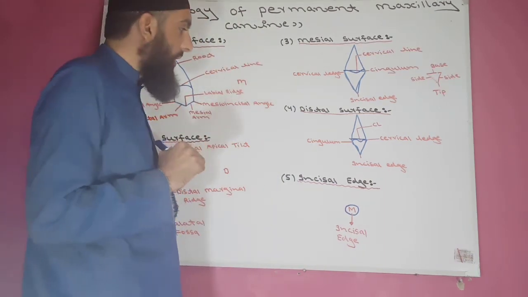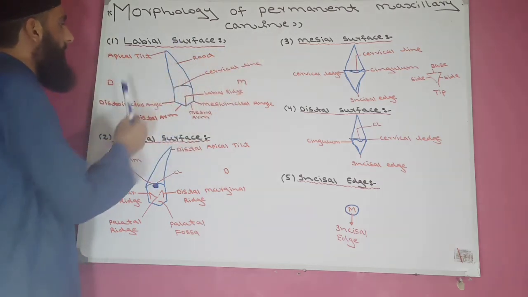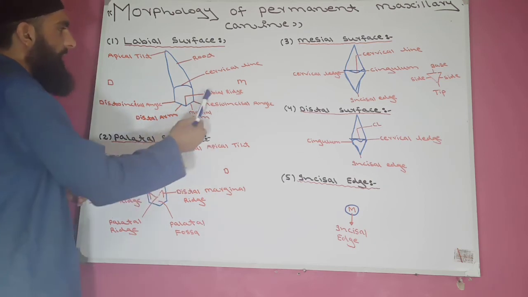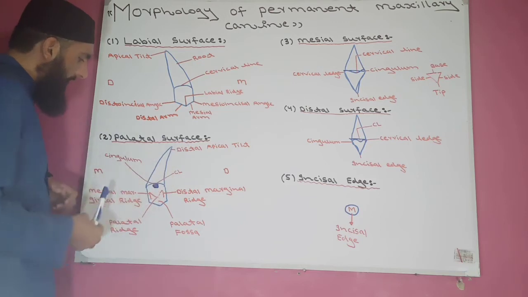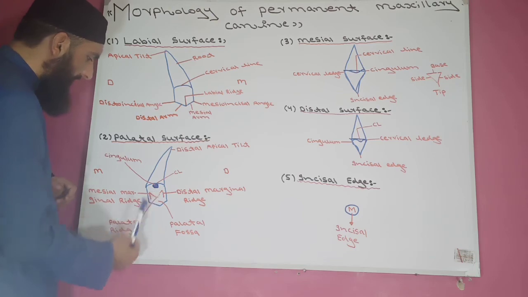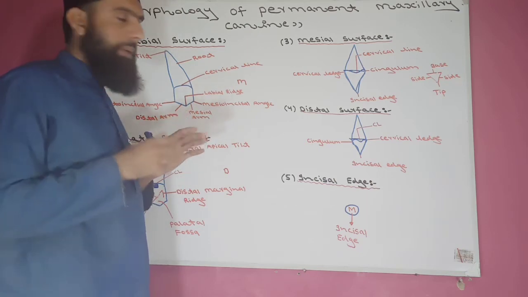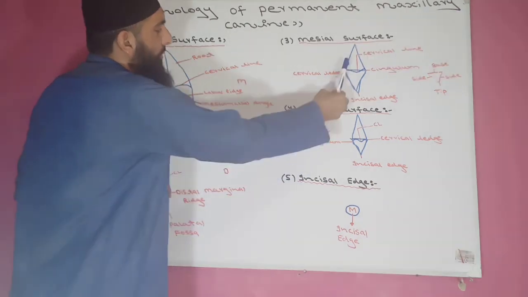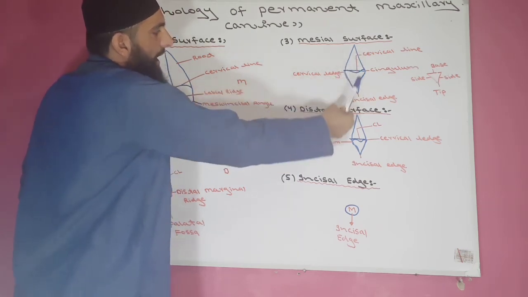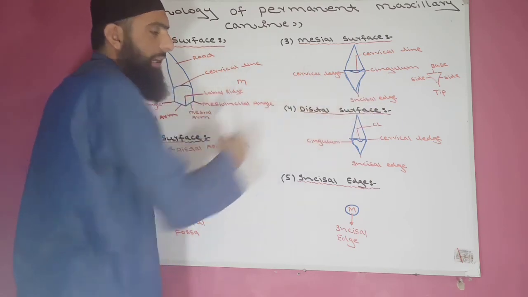Today we studied the morphology of the permanent maxillary canine, its labial surface, which has important structures like the mesio-incisal angle, disto-incisal angle, mesial arm, distal arm, and labial ridge. And on the palatal surface, we studied important structures like the distal marginal ridge, mesial marginal ridge, palatal fossa, and cingulum. The mesial surface of the maxillary permanent canine is triangular in shape, which has a base, tip, and two sides. The base is formed by the cervical line, the tip by the incisal edge, one side by the palatal surface and the other by the labial surface.